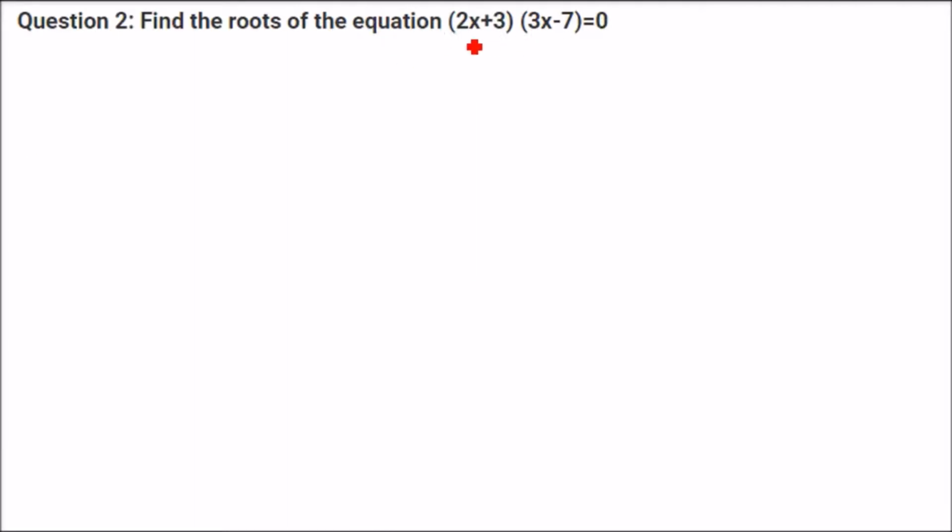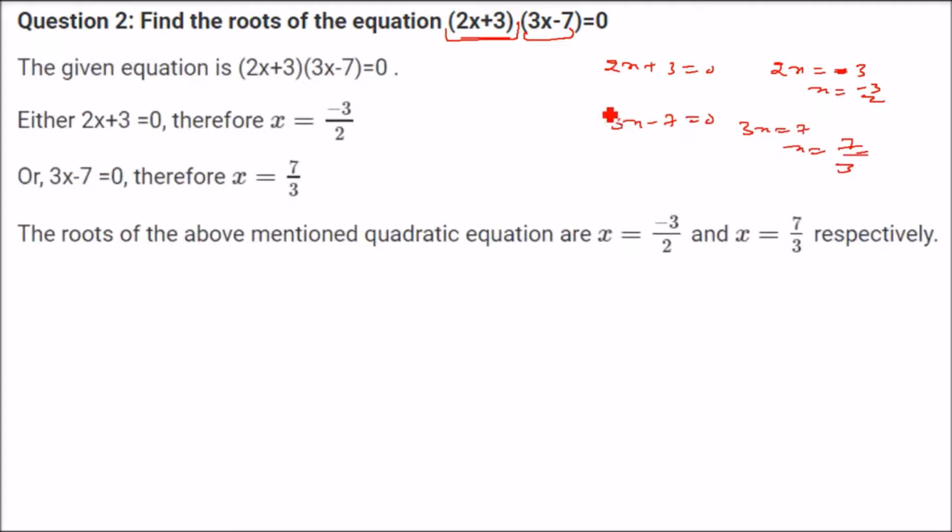Find the roots of the equation. Now again, either 2x plus 3 equal to 0 or 3x minus 7 equal to 0. So 2x plus 3 equal to 0 means 2x equal to minus 3, that is x equal to minus 3 by 2. And 3x minus 7 equal to 0 means 3x equal to 7, so x will be equal to 7 by 3. So this is how you are going to do it.